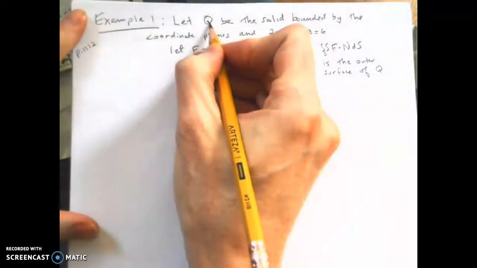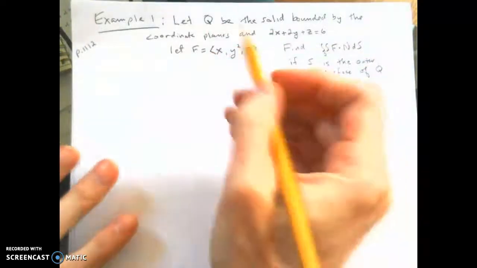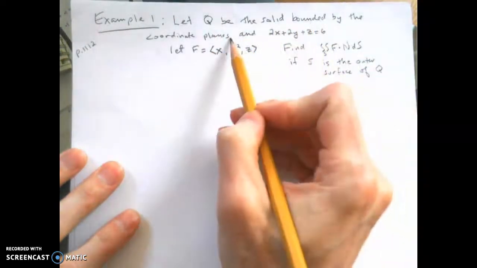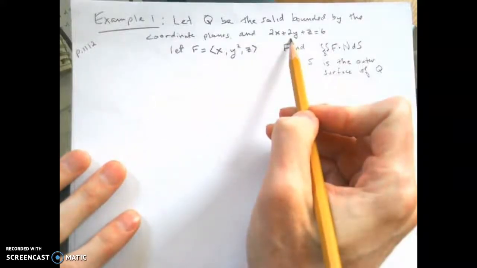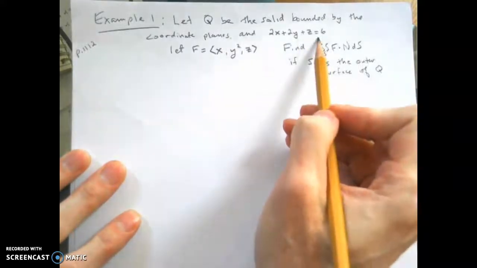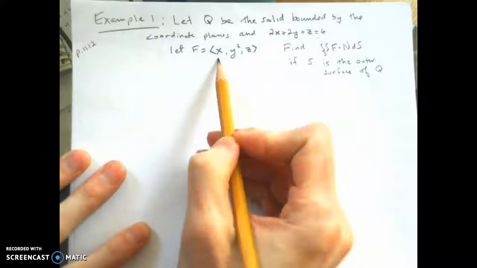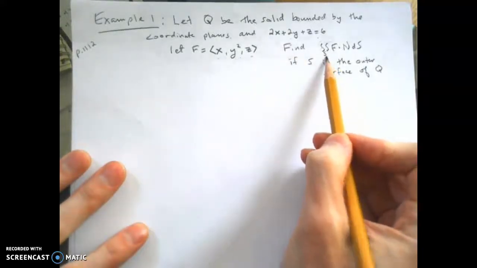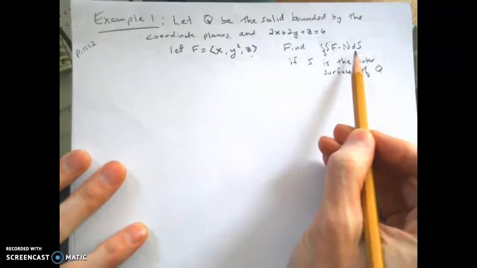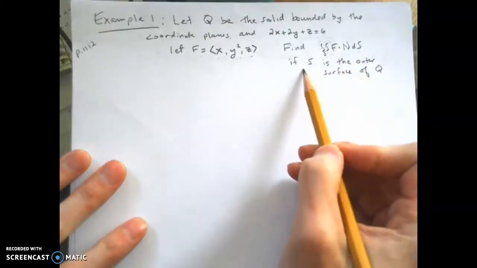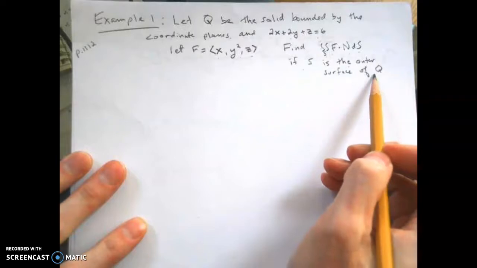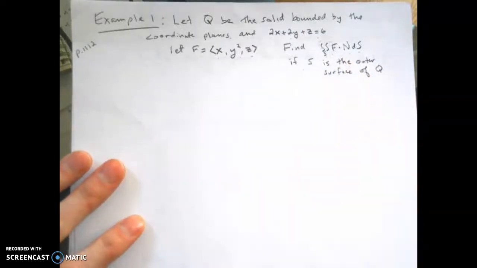Example 1 says, let Q, we use Q a lot of times, or E, for some kind of a solid region. Let Q be the solid region bounded by the coordinate planes and the plane 2x + 2y + z = 6. Your vector field is F = ⟨x, y², z⟩. And we're finding the double integral of F · n dS, otherwise known as flux, if S is the outer surface of this solid, and we're going to use the divergence theorem to do this.